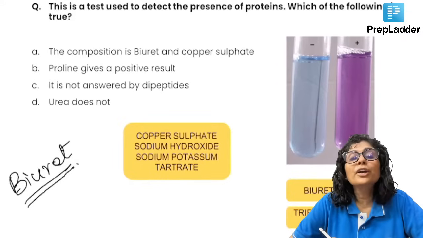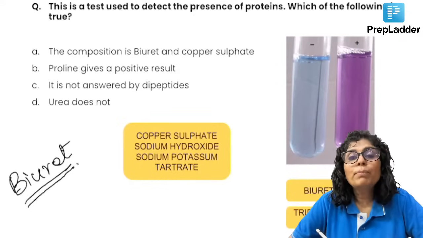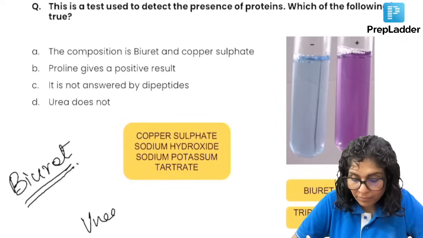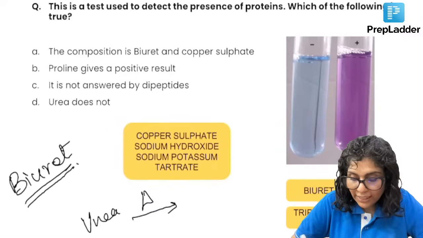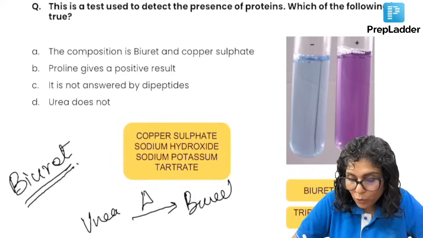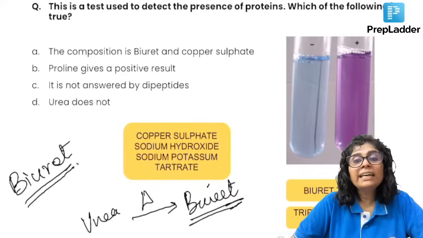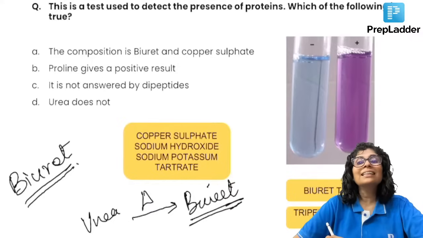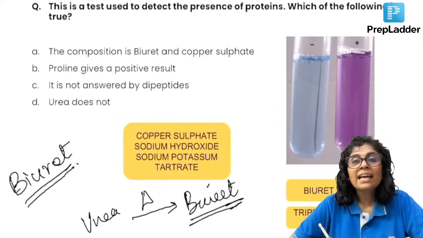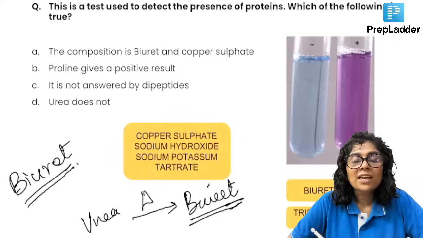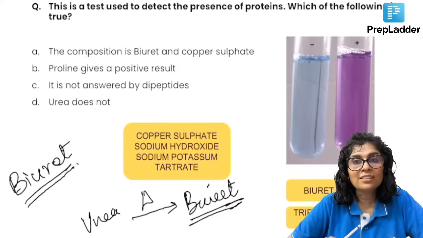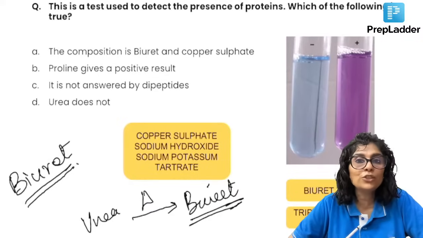Hence the name Biuret test. What is Biuret? Urea. Urea on heating gets converted to Biuret. This Biuret has 2 peptide linkages that can also answer this test. Hence the name Biuret. Based on this concept, can you start answering these choices? Can you start commenting about these choices?